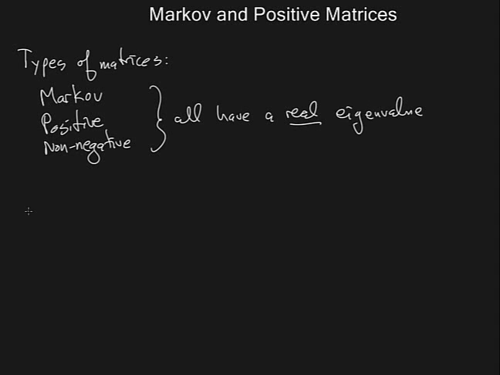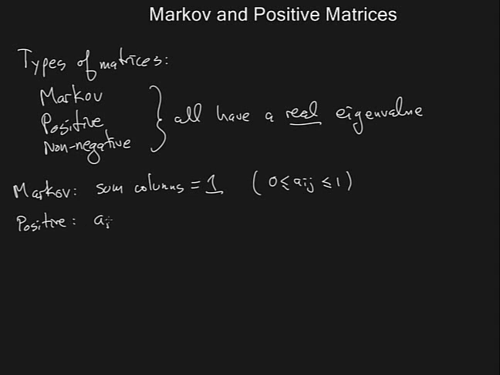And remember, a Markov matrix is one in which the sum of the columns is equal to 1. And all of the entries are non-negative, so between 0 and 1. A positive matrix is simply a matrix where all of the entries are positive. And a non-negative matrix is, of course, one where all of the entries are greater than or equal to 0.